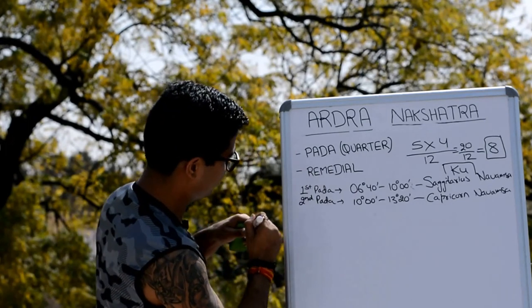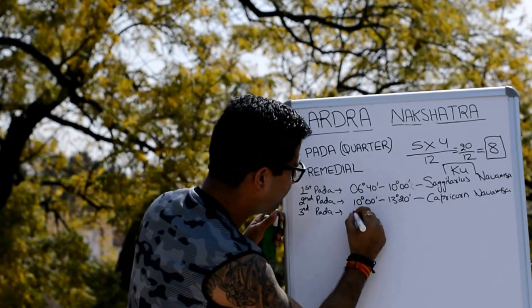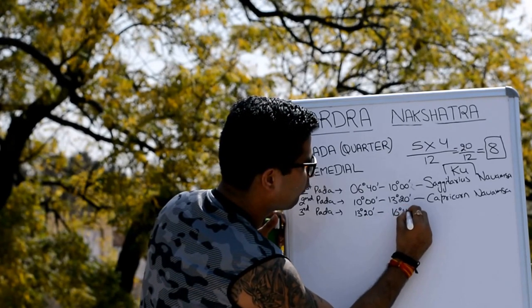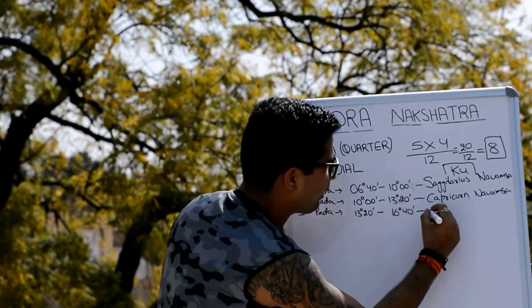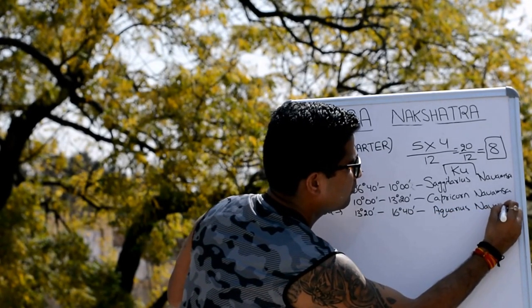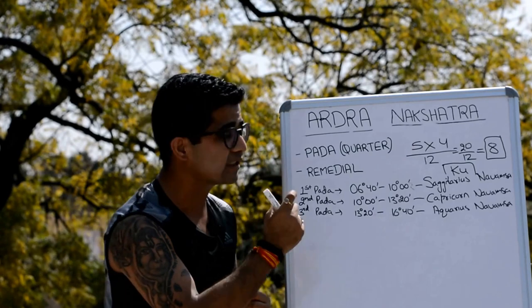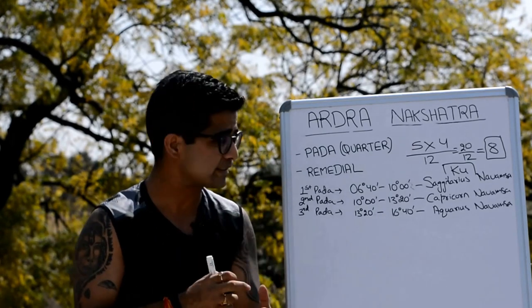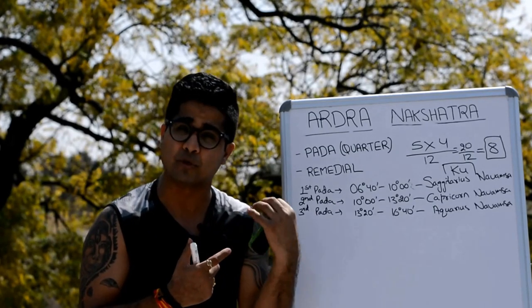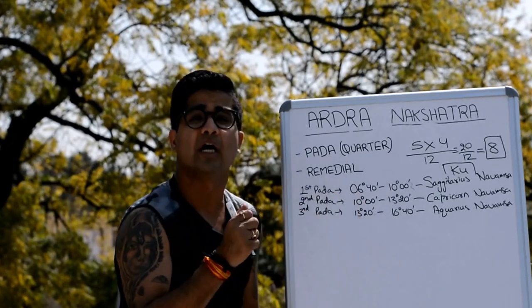When it comes to the third pada, which will be spread from 13 degree 20 minutes to 16 degree 40 minutes, being ruled by the Aquarius Navamsa, here you'll find all the mental and intellectual qualities of this Ardra which we have discussed so far manifesting in this pada, in the form of the person remaining very scientific and very curious towards the accumulation of knowledge. All of that will manifest over this pada of the Ardra nakshatra.